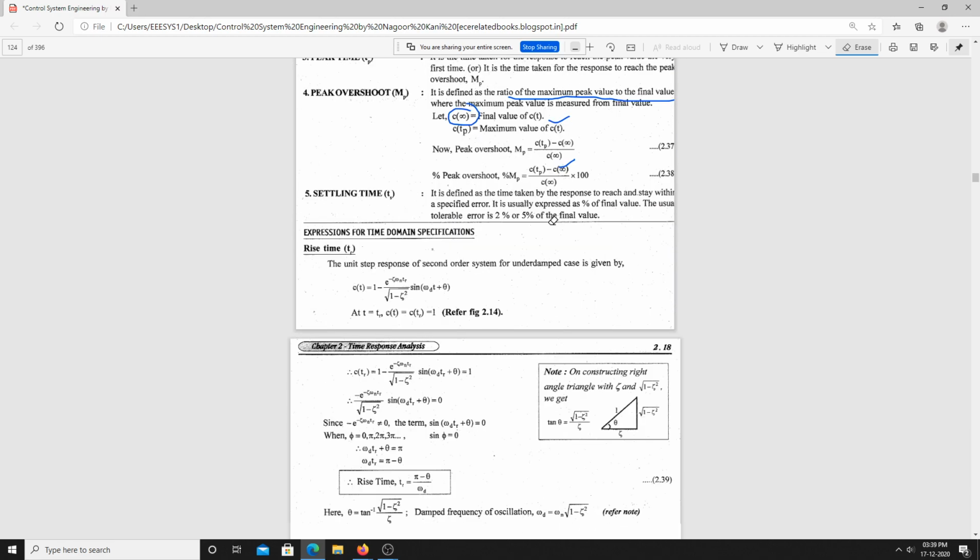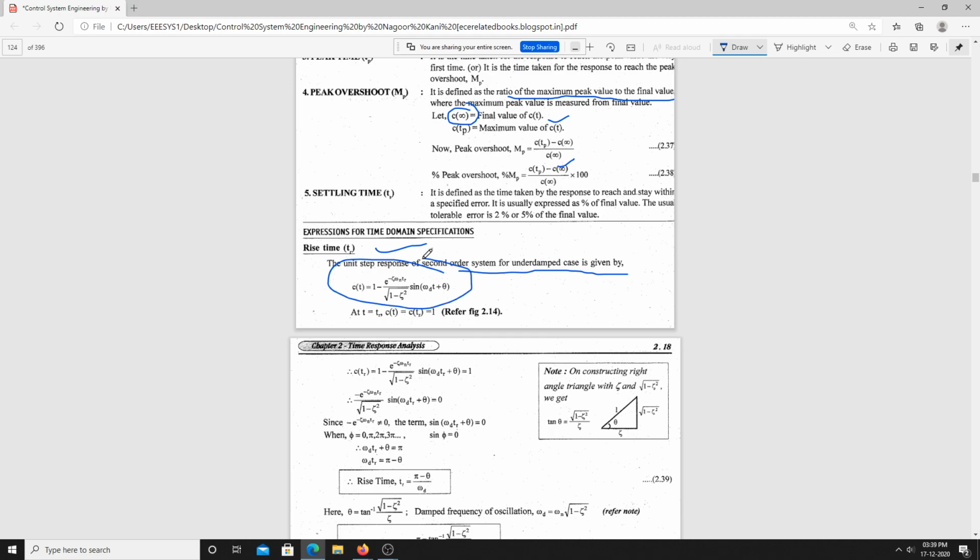First of all, I want to find out the expressions for the time domain specifications. Now here I am taking the rise time. The unit step response of a second order system for an underdamped case is given by what? This is the thing we are having, right? C of t equals 1 minus e power minus zeta omega n t by under root 1 minus zeta square, sine of omega d t plus theta. This is the response of a second order underdamped system, which is a function of time.